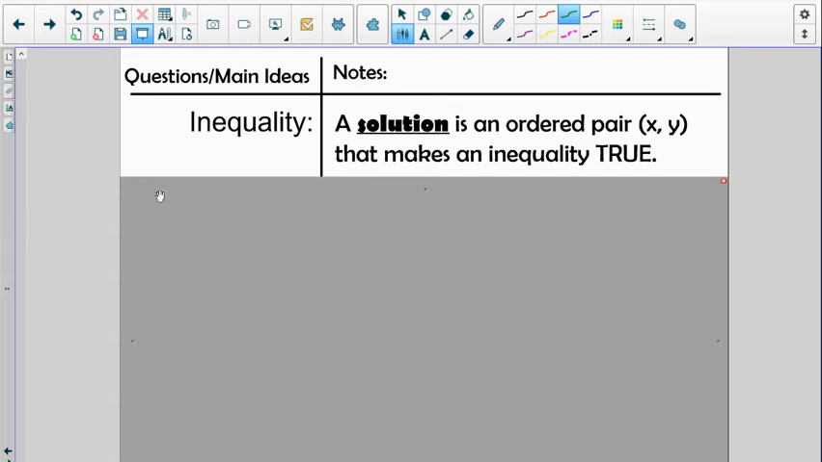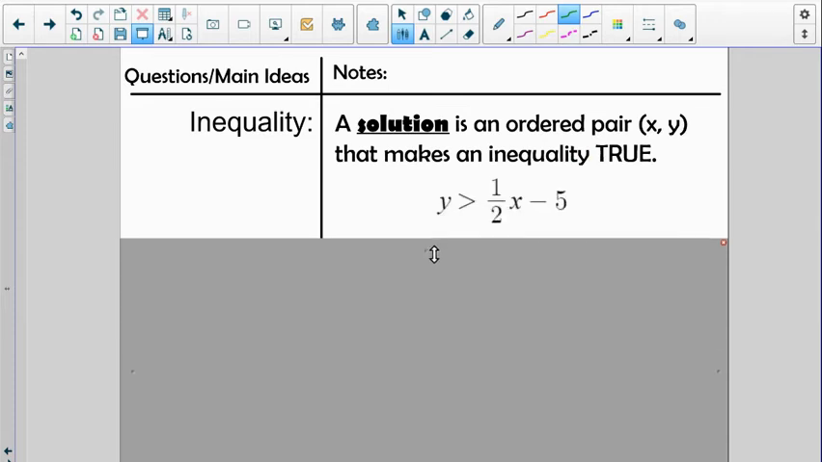All right, next we want to look at the actual inequality statement. A solution is an ordered pair that would make an inequality, think of it like an equation, a long statement, but it's an inequality because it doesn't have an equal sign. It's a solution if it makes the inequality true, however it reads. For example, here's an inequality. Think about what the name of this symbol is. The pointy side is going to the right, so that's greater than. So y is greater than 1/2 times the x value minus 5.